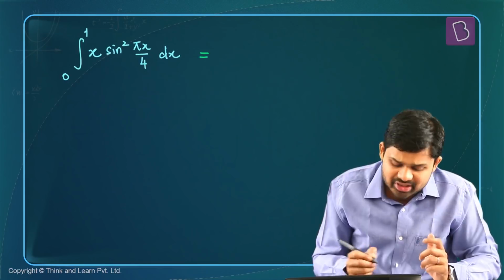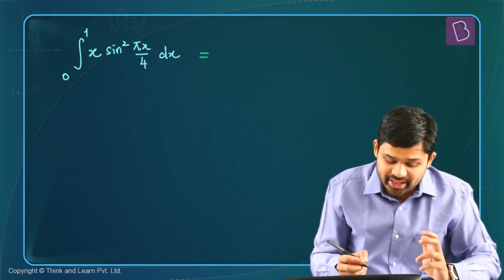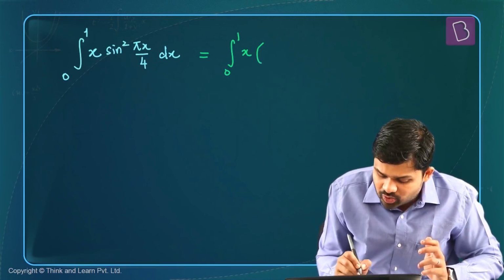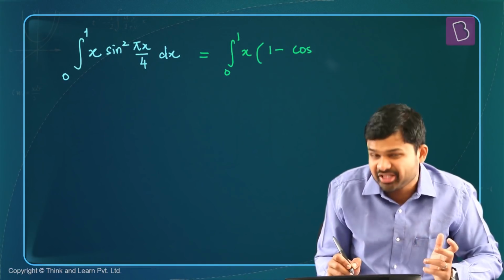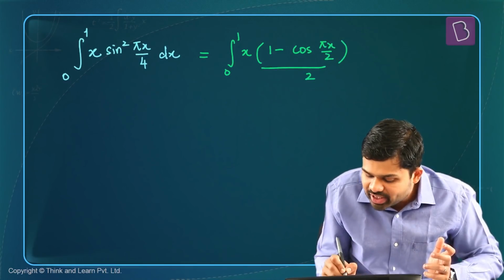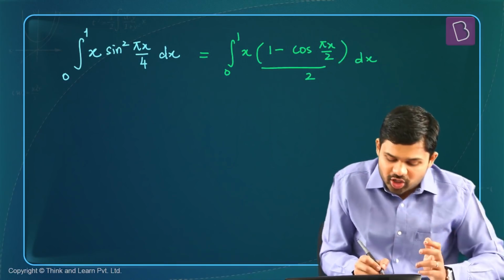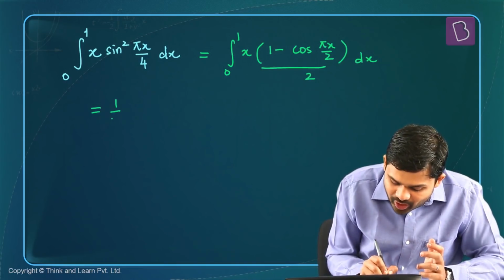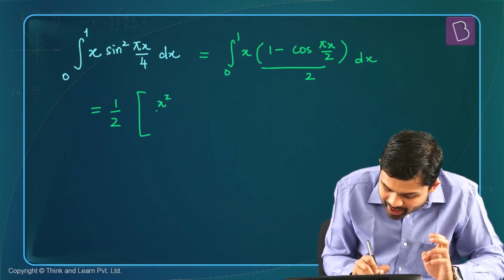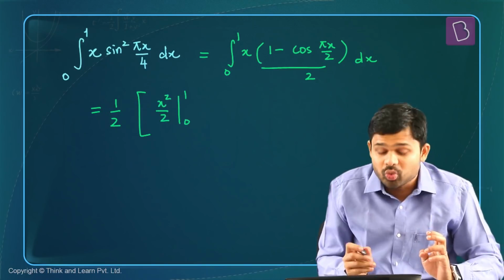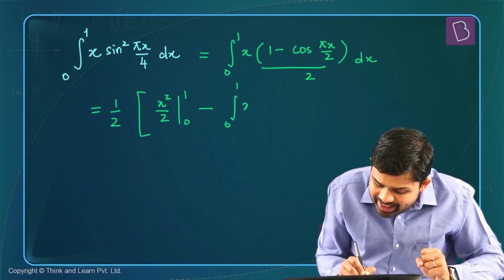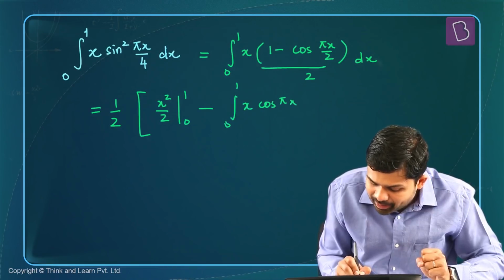What I'm going to do is first convert sine square in terms of cos 2 theta. So I can write this as a 0 to 1 integral x times (1 minus cos 2 theta), where theta here is pi x by 4, so cos pi x by 2, all divided by 2 dx. So I take the 1 by 2 common out and then open the bracket to get 1 by 2 times the integral of x. Well, integral of x is nothing but x square by 2 with limits 0 to 1, minus the integral of x cos pi x by 2.